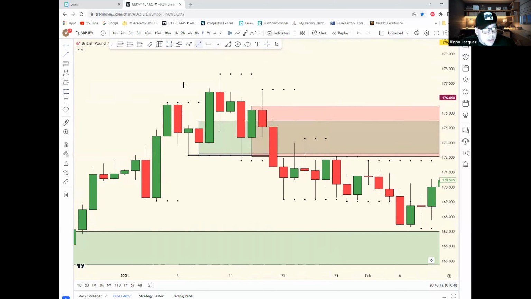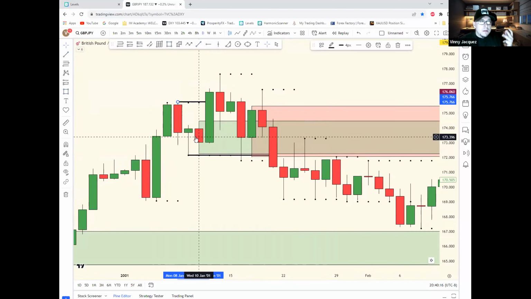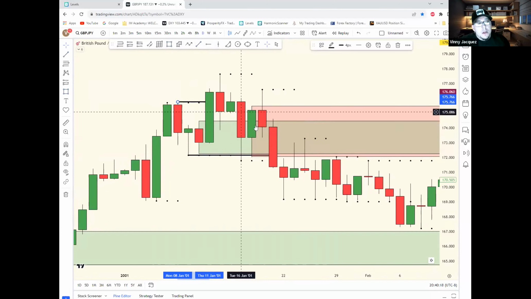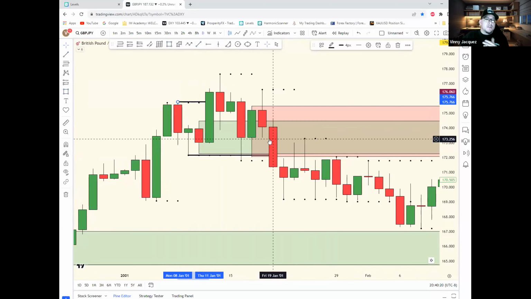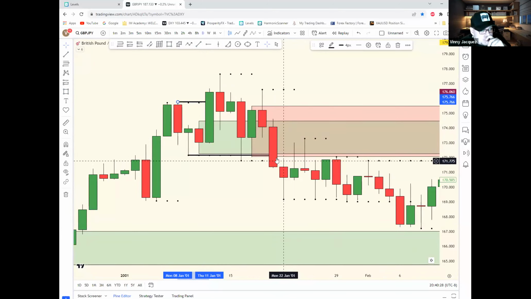Does that make sense? We do break above this high. This was my buying starting point. We failed. We made a brand new starting point, and now both starting points overlap. Does that make sense, guys? Give me a 5 if that makes sense.